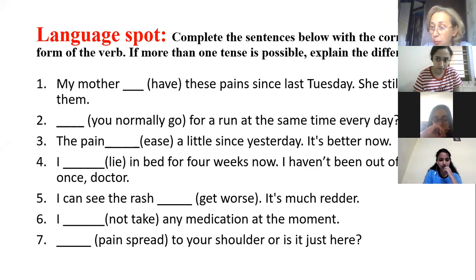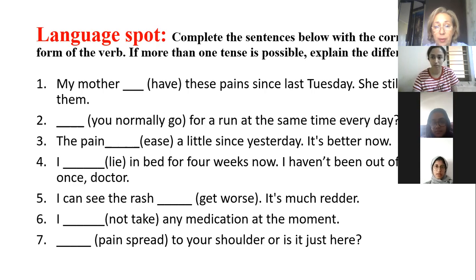The next, let's listen to Hepzibah. I can see the rash getting worse. It's much redder. Present perfect or present continuous? Present continuous. Okay, is getting worse. Actually, you can also use present perfect continuous: I can see the rash has been getting worse. Also possible.